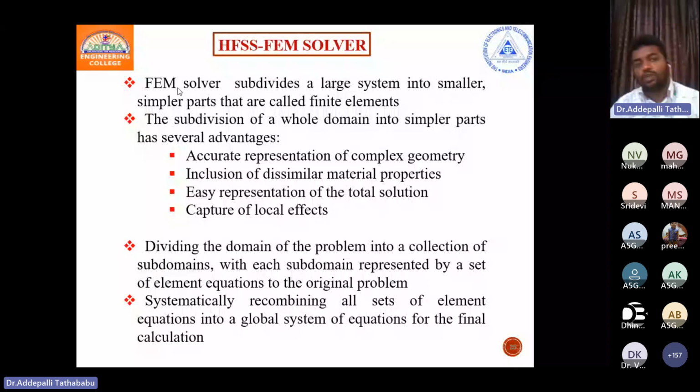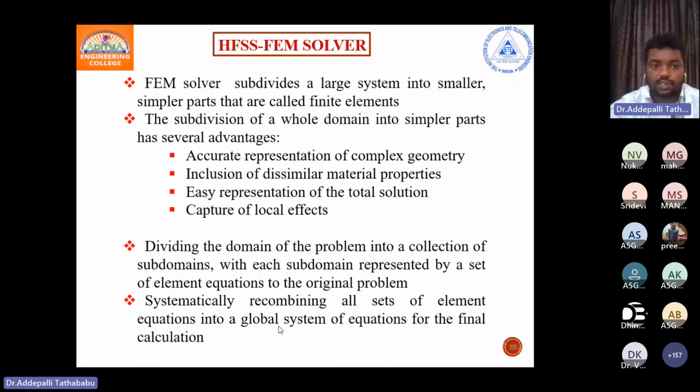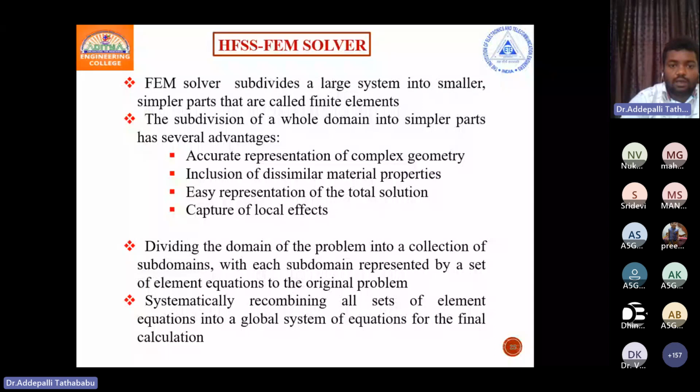If you give the whole system to the HFSS solver, first of all it divides it into tetrahedral structures, small parts. The total large system is divided into smaller parts, which are called finite elements, hence the finite element method. The algorithm is applied to each finite element, then all the results are combined, which gives better accurate results. That's why it uses the FEM solver, and that's why HFSS gives somewhat more accurate results compared to some other solvers.